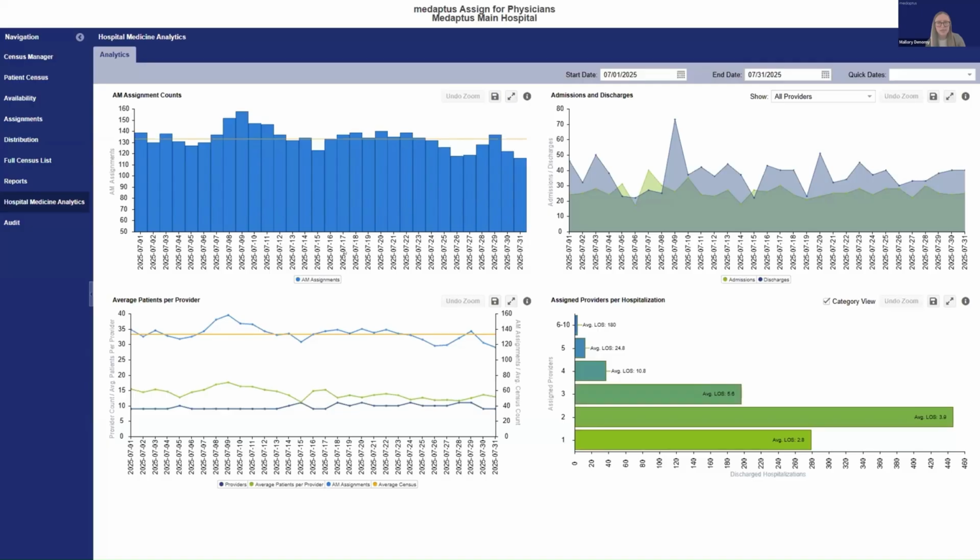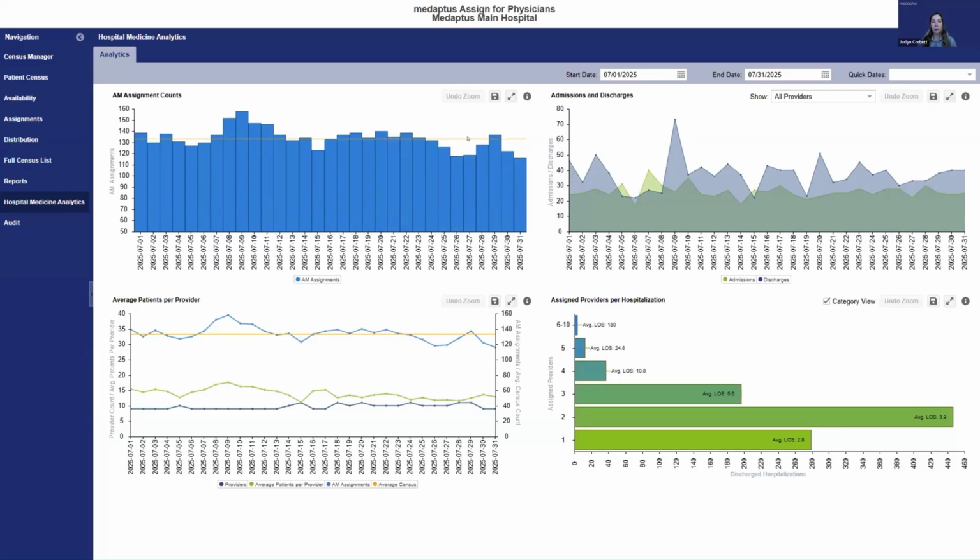This shows the hospital medicine census, the total number of patients on service each morning. I'll pass it to Jacqueline just to navigate through it a little bit more. Thanks, Jacqueline. So in looking at this chart, each bar that you're seeing shows the number of patients assigned for that date. As you hover over each bar, you get that specific date and the assignment number. So you can see on the 11th, we had 146 assignments.